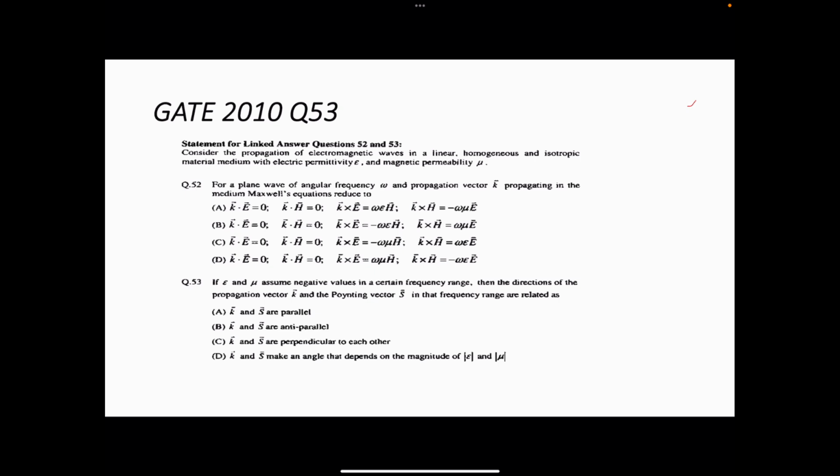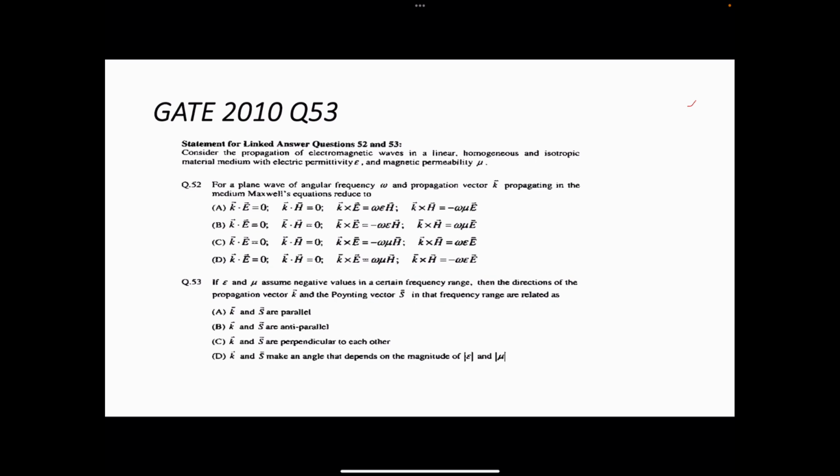So this is question number 53 of GATE 2010, which is a common answer question. The common question is: consider the propagation of electromagnetic waves in a linear, homogeneous and isotropic medium with electric permittivity epsilon and magnetic permeability mu. The first question is based on the relationship between K, E and H, and in fact for question 52 the option D is correct.